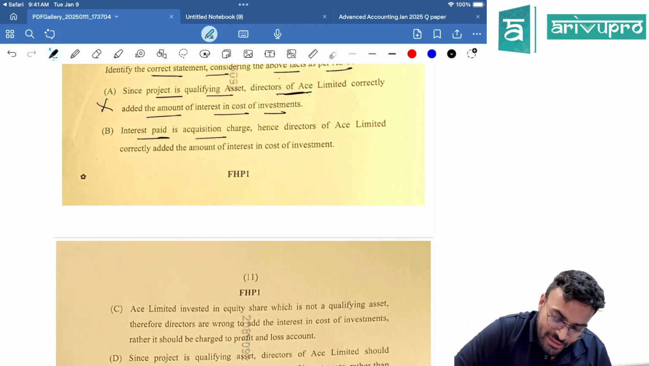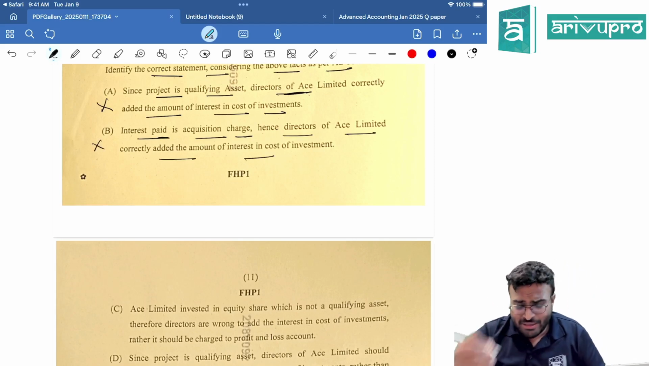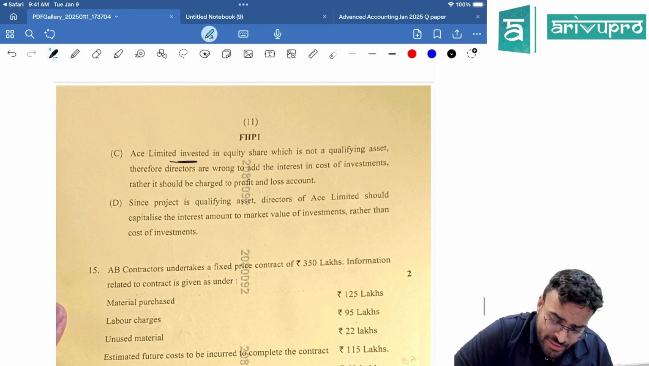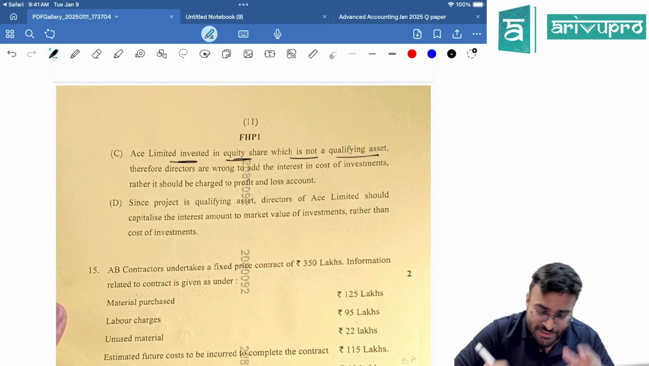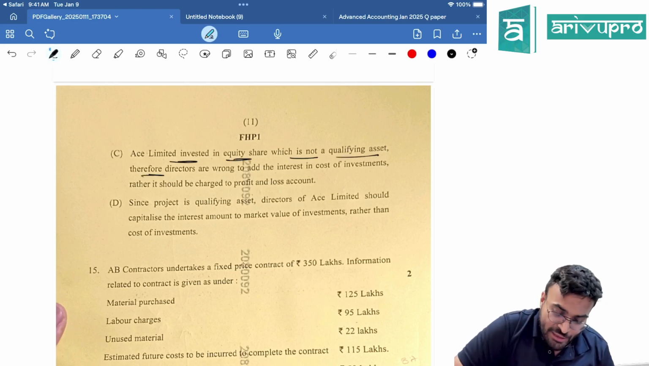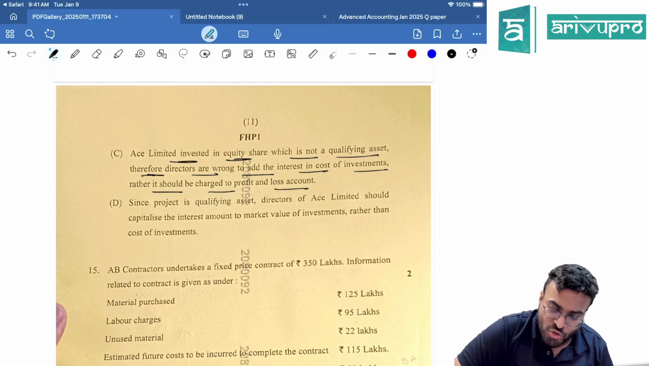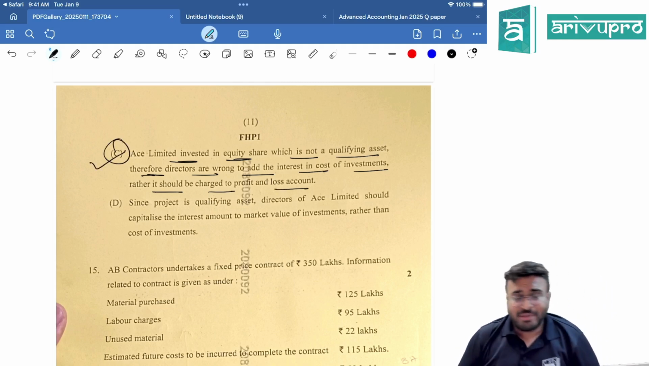Interest paid is an acquisition charge, hence directors of ACE Limited correctly added. No. That is also wrong. ACE Limited invested in equity shares, which is not a qualifying asset. Okay, going in the right direction. Therefore, directors are wrong to add the interest to the cost of investments. Rather, it should be charged to P&L. Absolutely correct. Option number C is the answer.